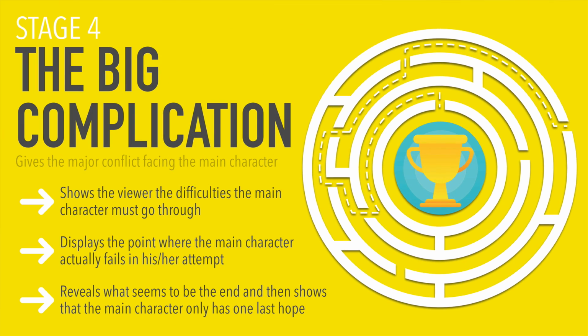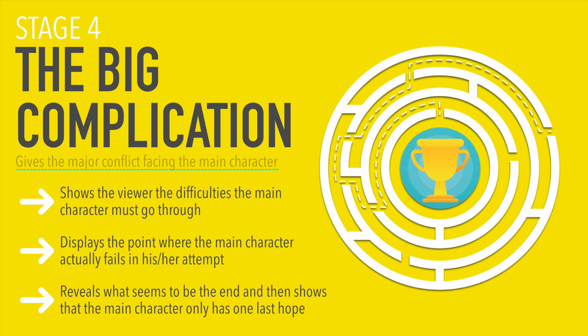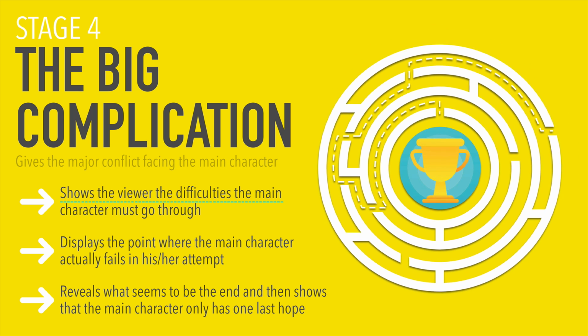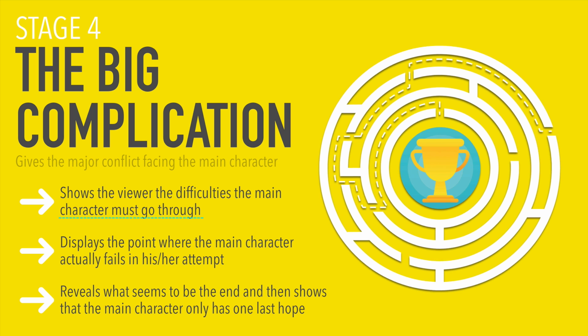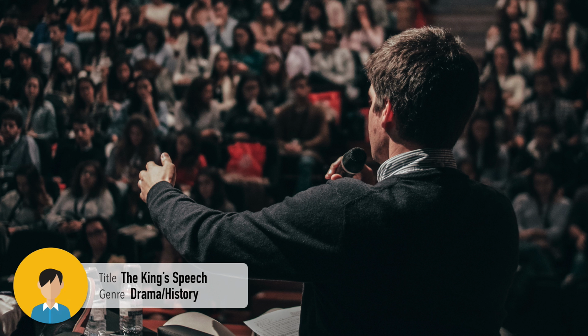All right, now we're moving on to stage number 4, the big complication, okay? This stage gives the major conflict facing the main character, okay? It shows the viewer the difficulties the main character must go through, all right? It displays the point where the main character actually fails in his or her attempt, very important. And then it reveals what seems to be the end and then shows that the main character only has one last hope.